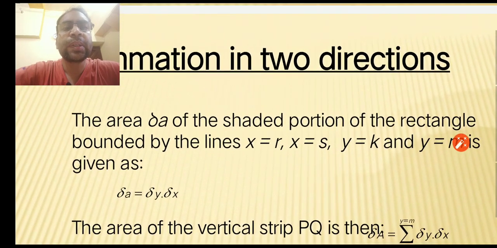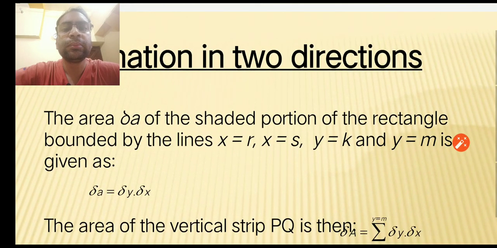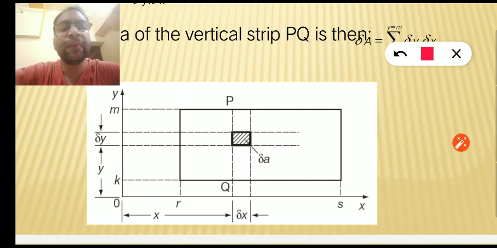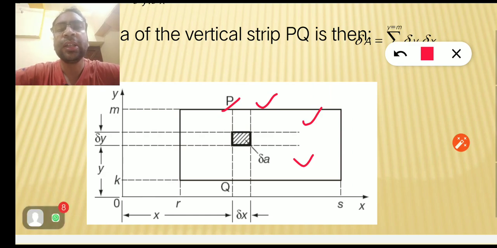What we mean by the summation in two directions is the area that is enclosed by the shaded portion of the rectangle bounded by four lines. The area is bounded by four lines: x is equal to r, x is equal to s, y is equal to k, and y is equal to m. So these are the four boundaries by which the area is enclosed.